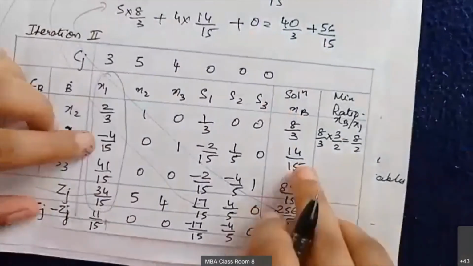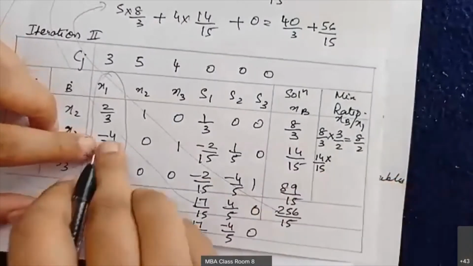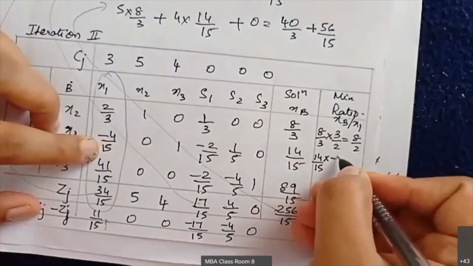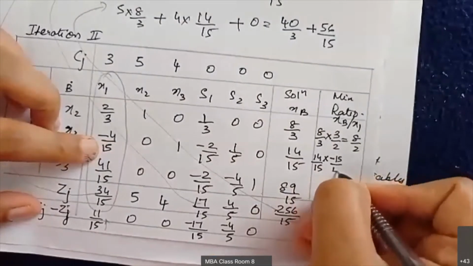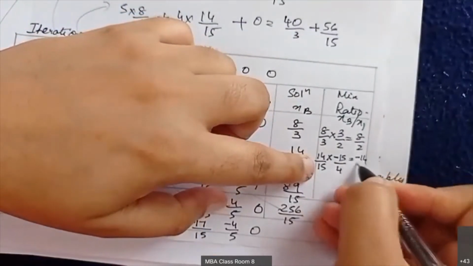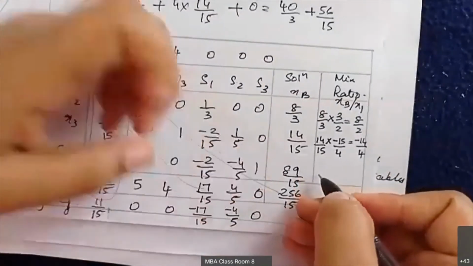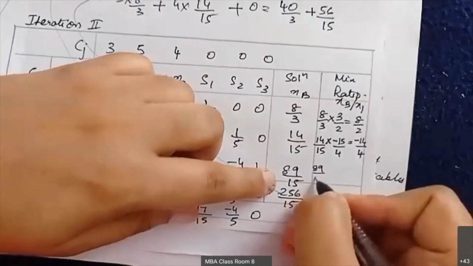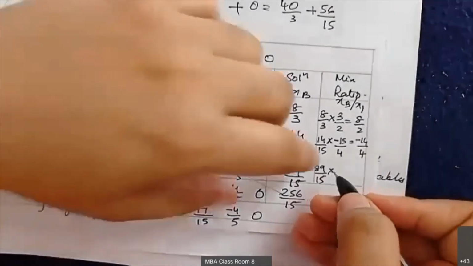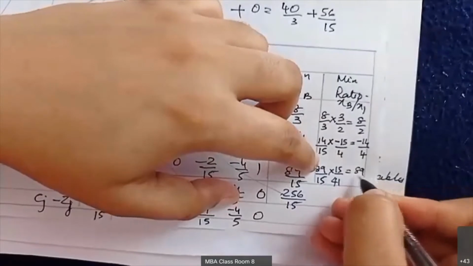Next one, 14 divided by 5. Sorry, 15 multiplied by minus 4 divided by 15. It will reverse when we do the division, so it becomes minus 15 divided by 4. The 15 and 15 cancel, and it becomes minus 14 divided by 4. Now next one, 89 divided by 15 multiplied by 15 divided by 41. The 15 and 15 cancel, and I get 89 divided by 41.